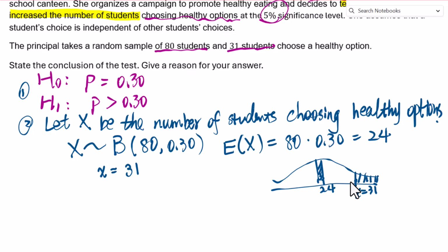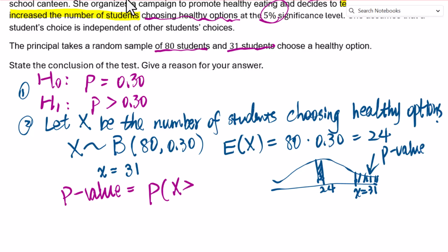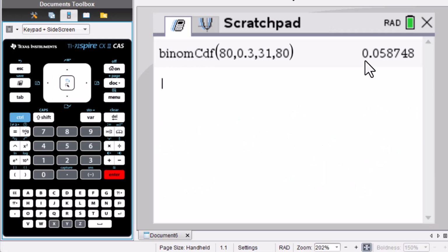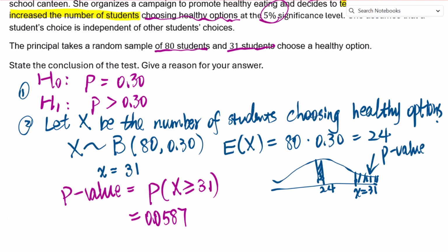Based on the definition of p-value, we know this area is a p-value. Therefore, p-value equals the probability of X greater than or equal to 31. Let's go to binomial CDF. Answer is 0.0587. Let's draw the conclusion.